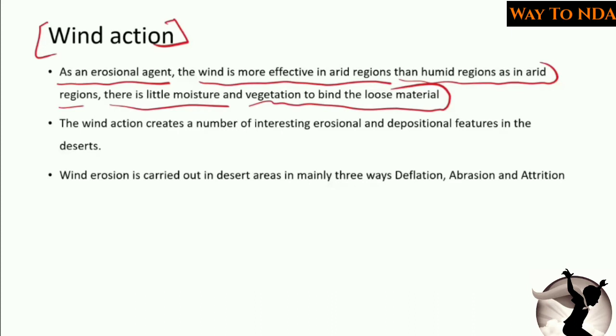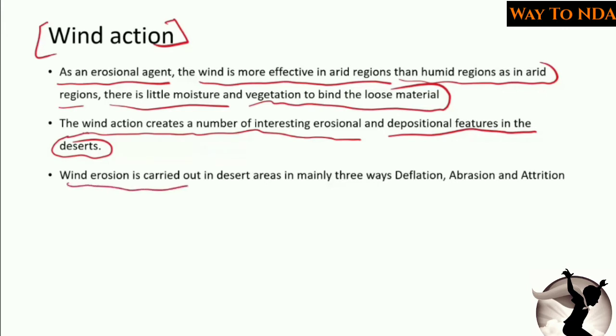Wind action creates a number of interesting erosional and depositional features in the deserts. Wind is very important. It creates different types of erosional as well as depositional features in desert regions. Wind erosion is carried out in desert areas mainly in three ways: deflation, abrasion and attrition. Deflation means the loose material is blown away by the wind.